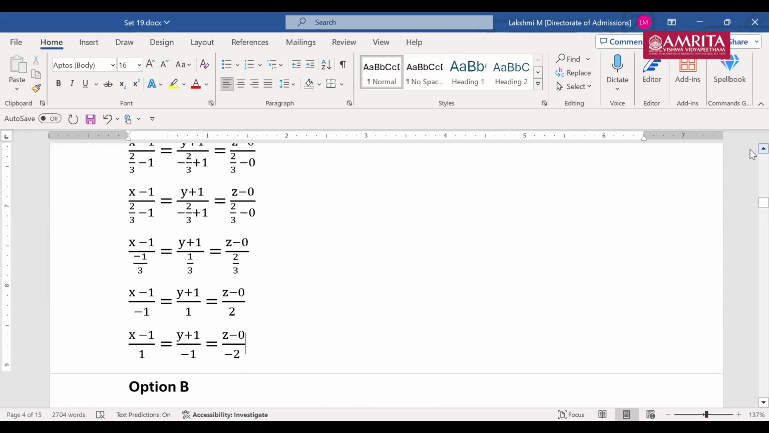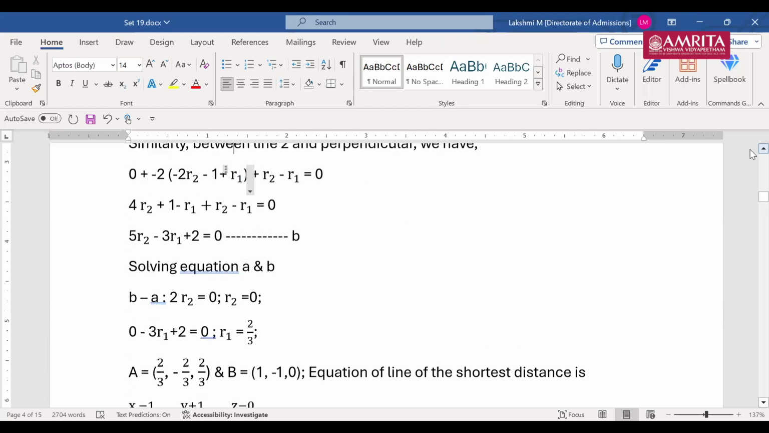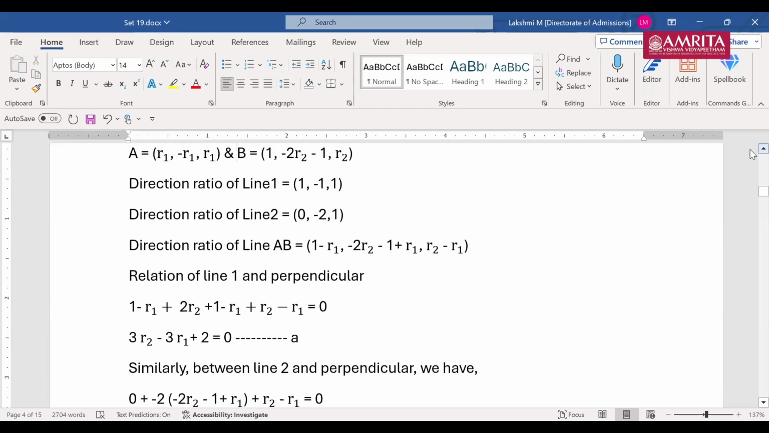Yes, okay, I'm so sorry. I'll show the remaining portions also. We have been doing this, then the relation of the line 1 and the perpendicular part. Similarly, for the relation 2, the line 2 and their relation.